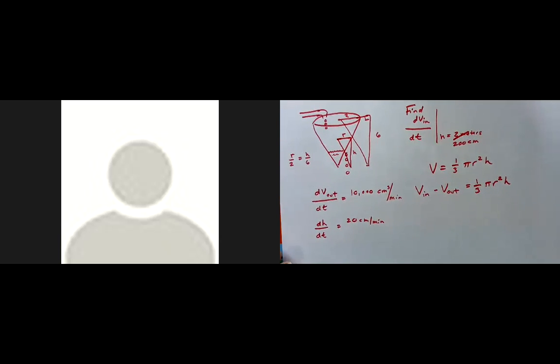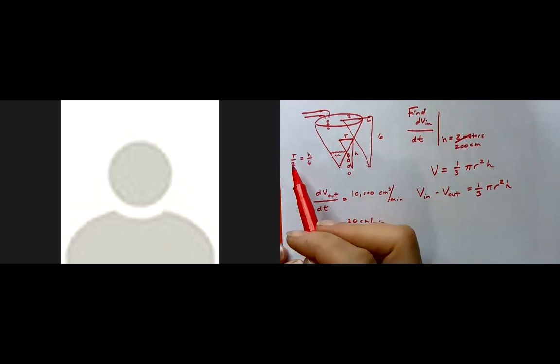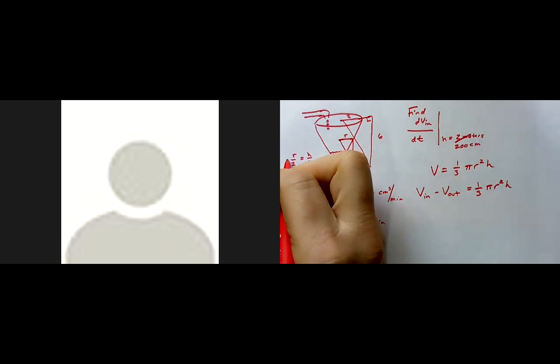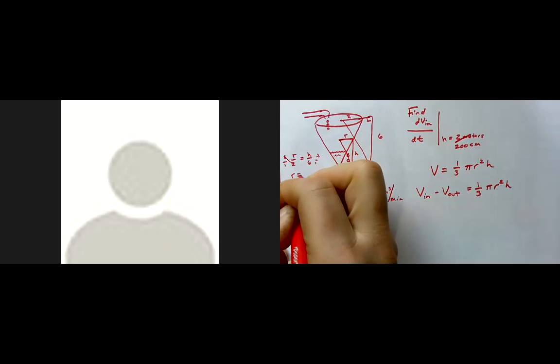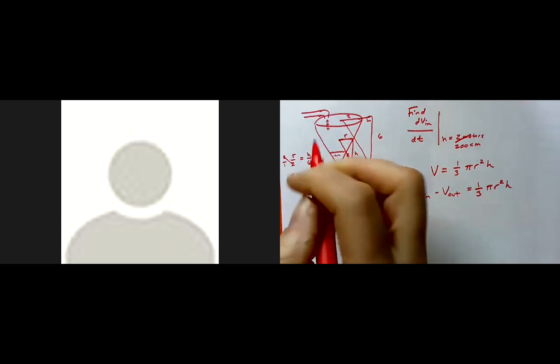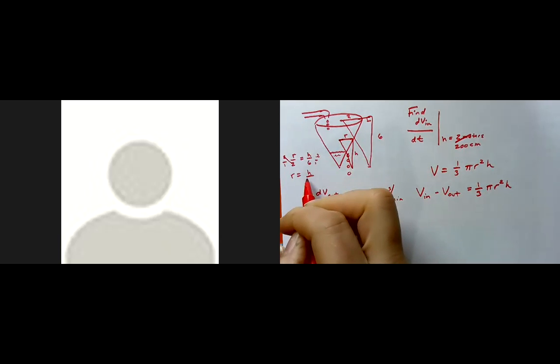Let me move that over a little bit, okay? And then I can now solve this for R by multiplying both sides by 2. So let's do that. So R basically becomes 2h over 6, which is h over 3.